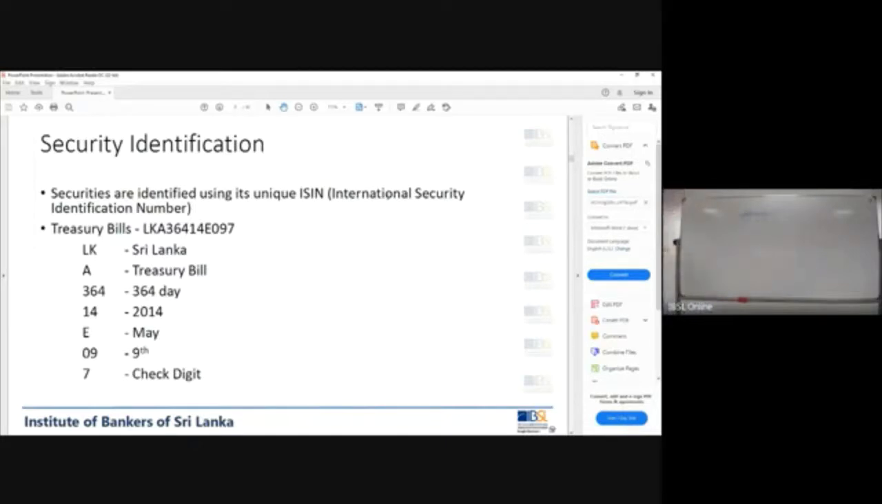14 is the year that it matures, 2014. E is the month. It's very important that you know your alphabet when you're doing treasury bills and bonds, because each month is denoted by a letter. And you need to know only up to L, because L is the 12th letter. There are only 12 months in the year, and L is the 12th letter of the alphabet. So study your alphabet until L. Don't need to study beyond that. 09 is the maturity date. This bill matures on 9th May 2014. 7 is called the check digit.